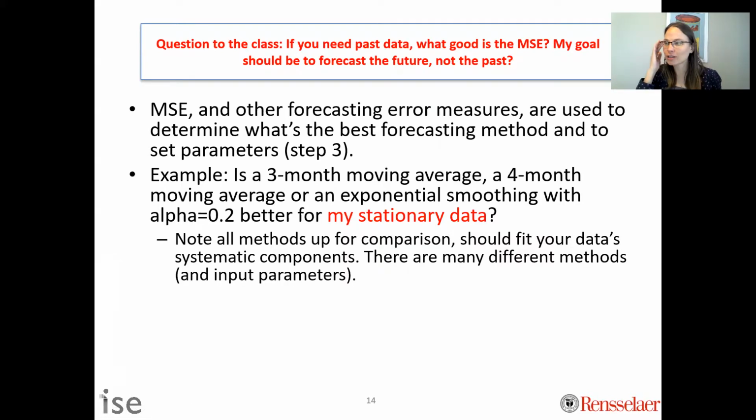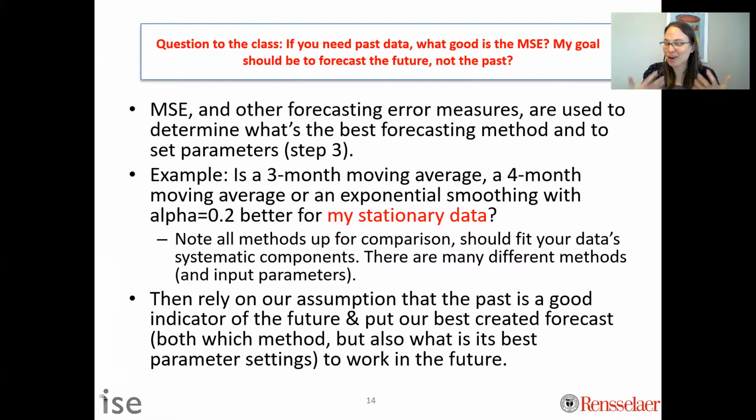Okay, so an example is, is a 3-month moving average, a 4-month moving average, or an exponential smoothing with alpha 0.2 better for my specific stationary data? A key thing about this bullet point is all of those are appropriate methods. They're all stationary methods, so they are all appropriate for my stationary data. But then the question is, who wins my competition? And so methods for comparison should fit your systematic components, and there are many of them, even way beyond what we're doing in this class.